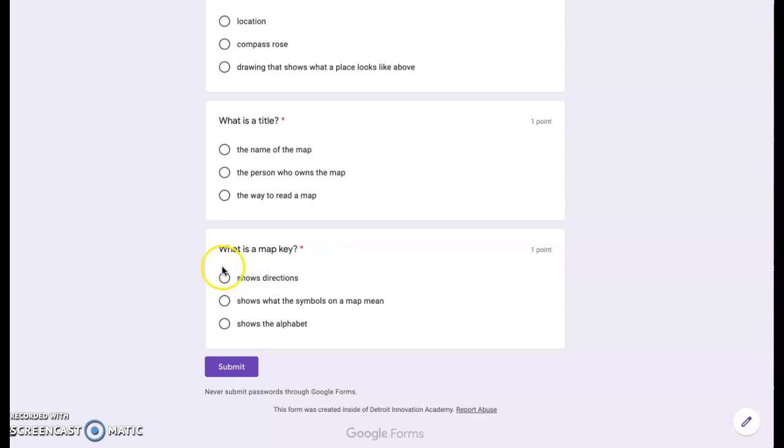And the last one, what is a map key? Shows directions, shows what the symbols on a map mean, shows the alphabet. I'll read that again. What is a map key? Shows directions, shows what the symbols on a map mean, or shows the alphabet.